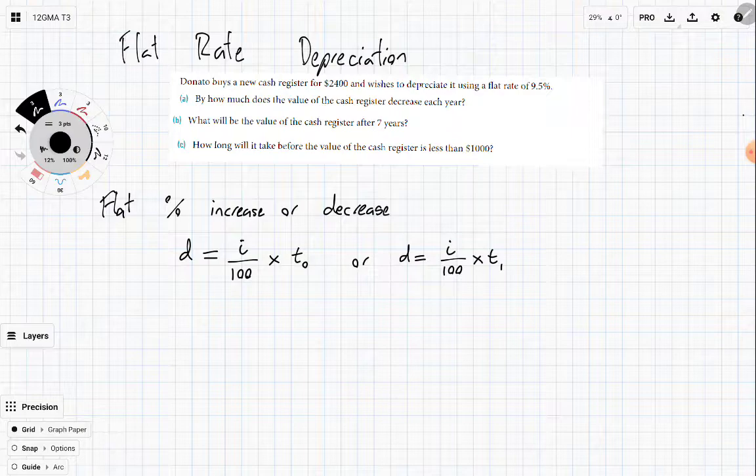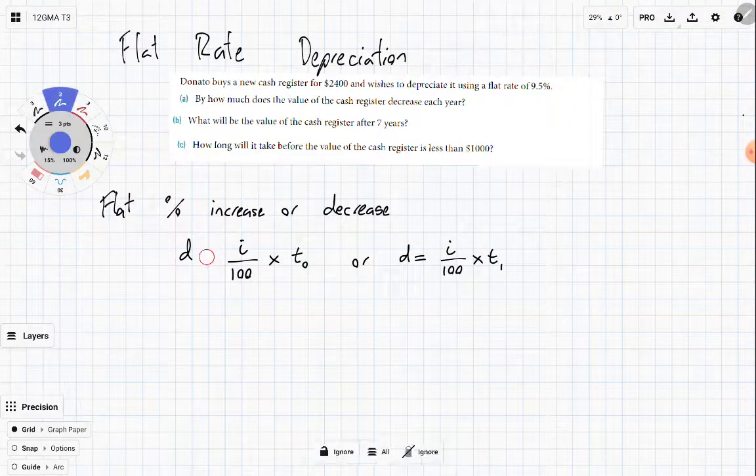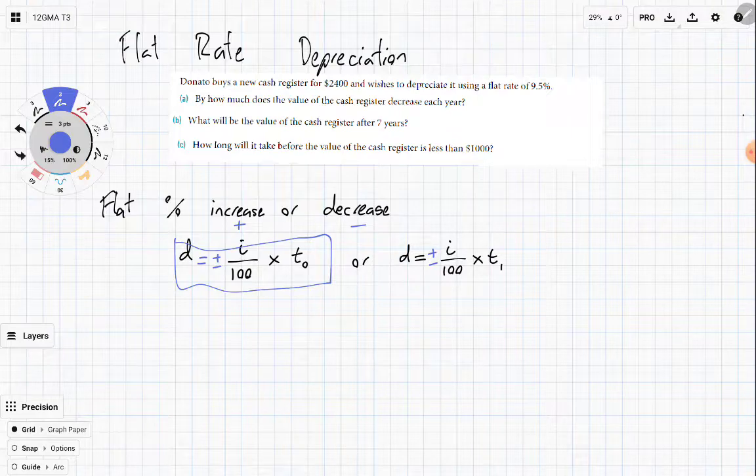Except there's one thing we've got to add to it, which is that we can never be sure whether it's plus or minus. It depends on whether it's increasing or decreasing. If it's increasing, we're going to use a plus. If it's decreasing, we're going to use a minus. The T naught or the T1 just matters on whether we have the first term or whether we're given the 0th term. Usually, we'll be talking about the 0th term, but it's not always a hard and fast rule. So let's have a look at the first question.